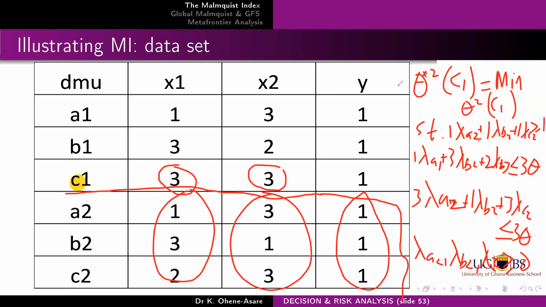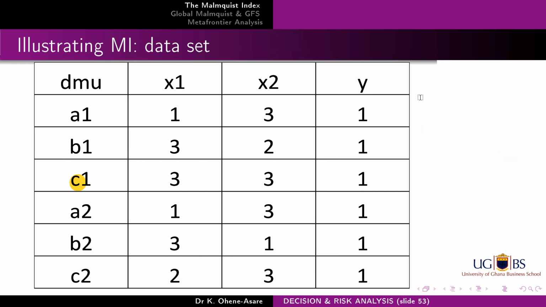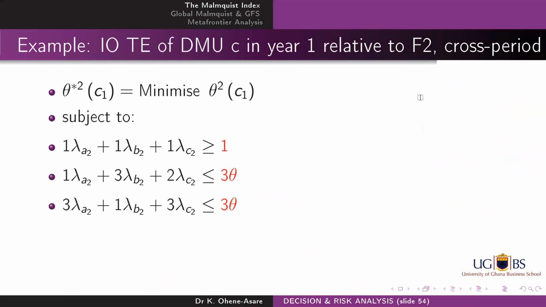Let me clear it and show you the results. When you do that, you're going to get all of this. This is exactly what I did there. We're going to have all of this. Cross period efficiency, you have to learn how to master it.